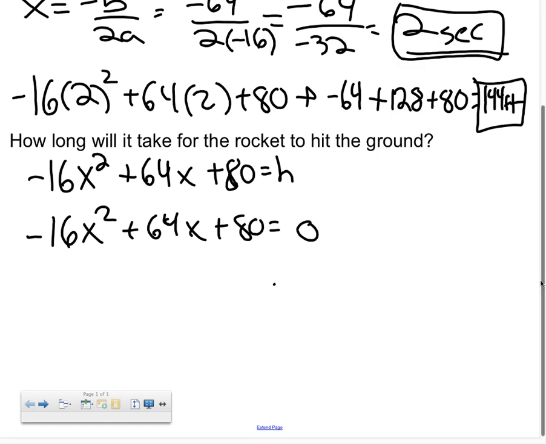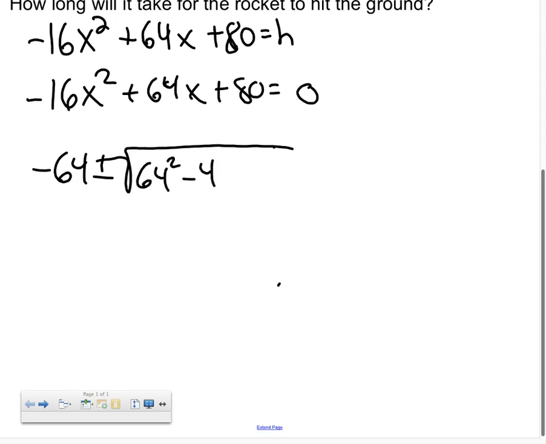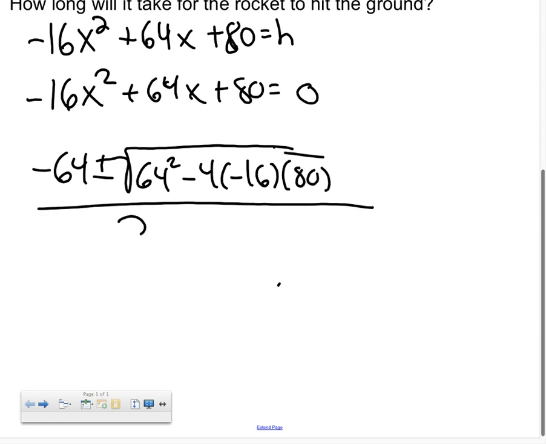So that's what we'll do here. The opposite of b plus or minus the square root of b squared minus 4 times a times c, all over 2 times a.